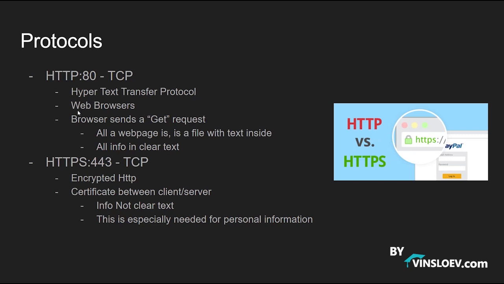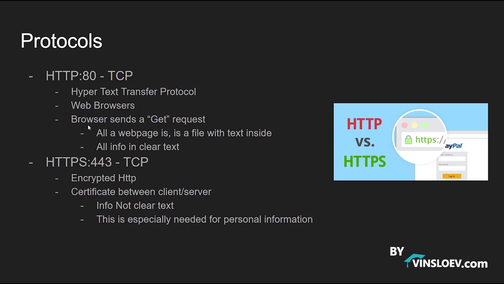So when you are browsing the web, your browser is basically sending a GET request to a server to get the information that you need in order to view this web page. And a web page is basically a file with some text inside. So your browser will say, hey, I need this file and information because my user is currently going to Google, so I need to see what is on the Google page. And all the information that is transferred between you and the server is all in clear text, meaning that anyone can see whatever is getting transferred.